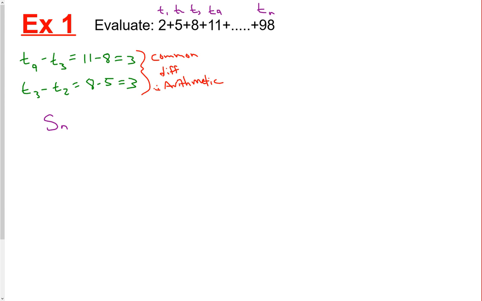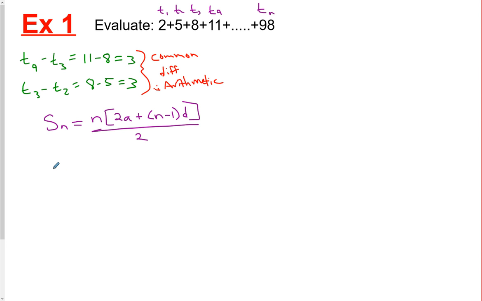Okay, so our formula for getting an arithmetic series is the sum of all the numbers is the number of terms times 2 times the first term plus number of terms minus 1 times the common difference, and all of that is over 2. That's one of the formulas we had for adding up all the numbers in an arithmetic sequence. We call that an arithmetic series.